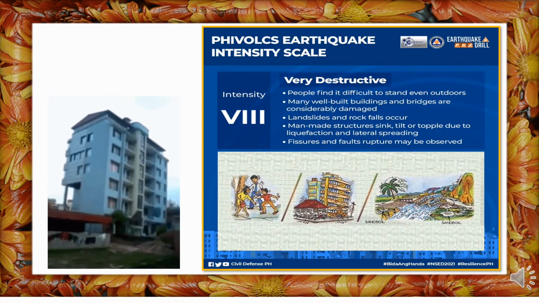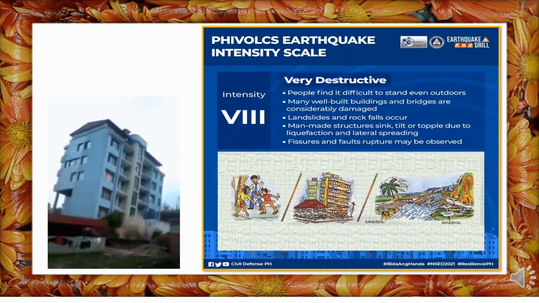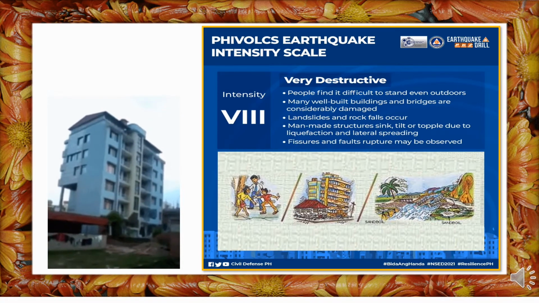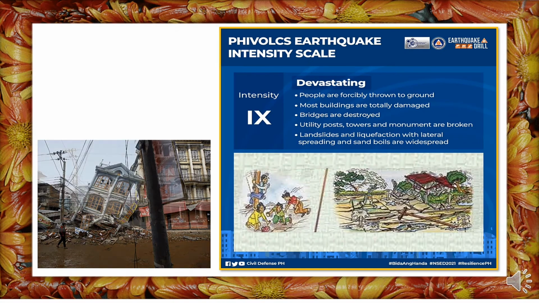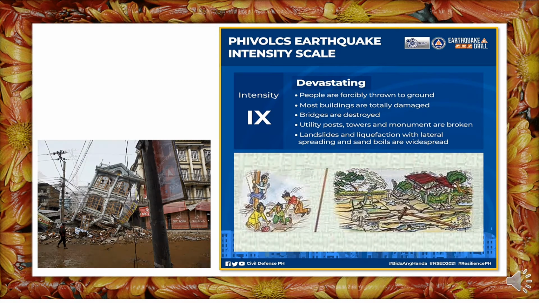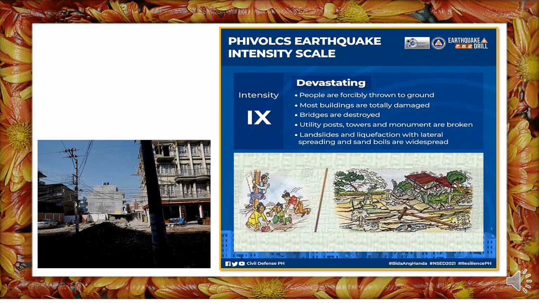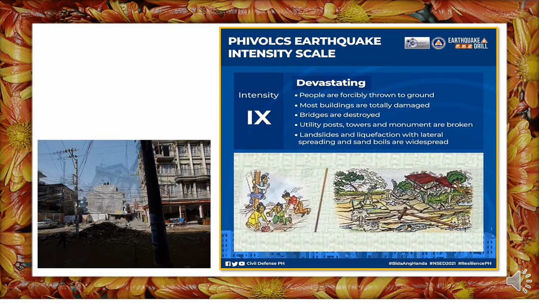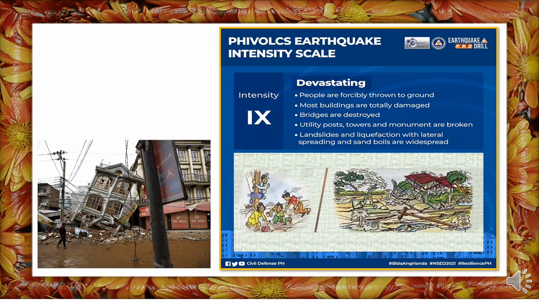damaged, landslides and rockfalls occur, man-made structures sink, tilt or topple due to liquefaction and lateral spreading, fissures and fault rupture may be observed. Intensity 9, devastating, people are forcibly thrown to ground, most buildings are totally damaged, bridges are destroyed, utility posts, towers and monuments are broken, landslides and liquefaction with lateral spreading and sand boils are widespread.